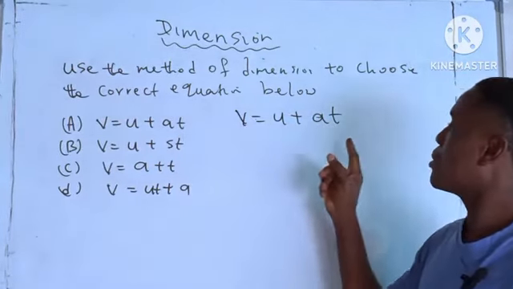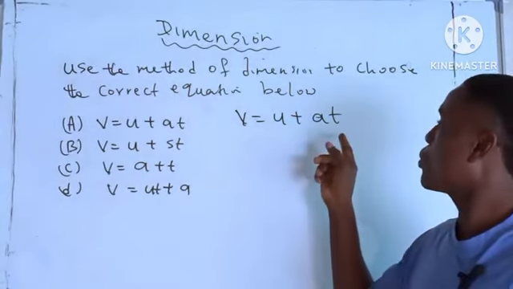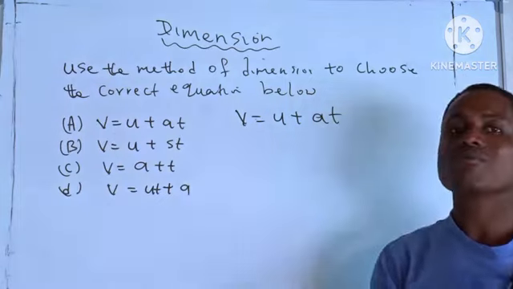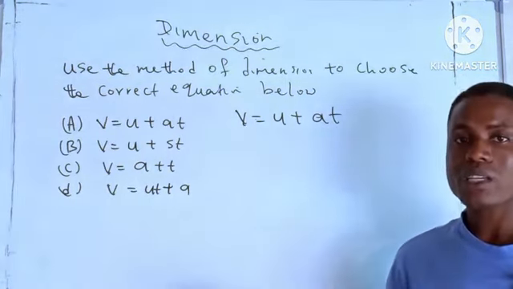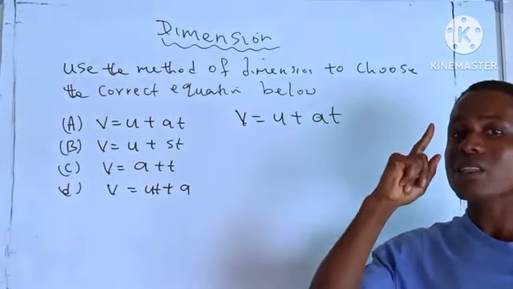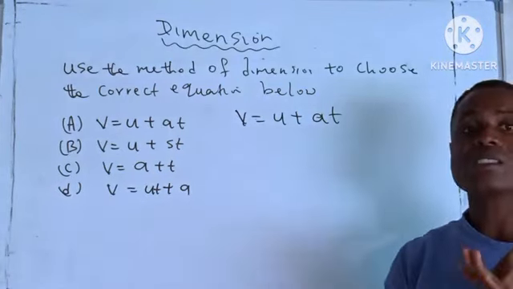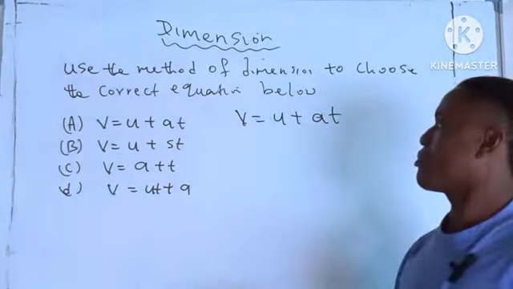If peradventure the dimension of this one is different from this one, that is wrong. Meaning for it to be dimensionally correct, all the dimensions must be the same. Okay, so let's start from this one.